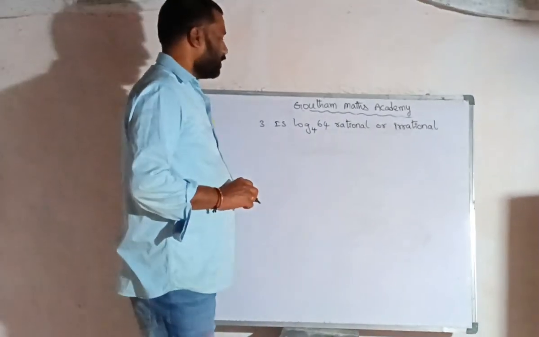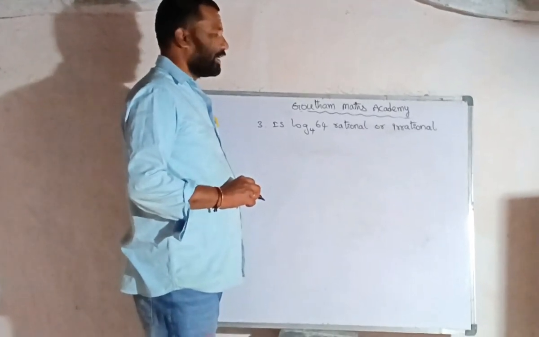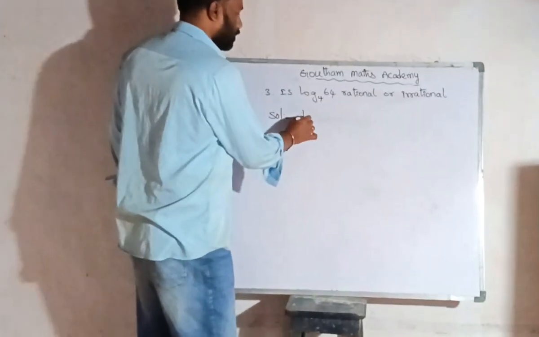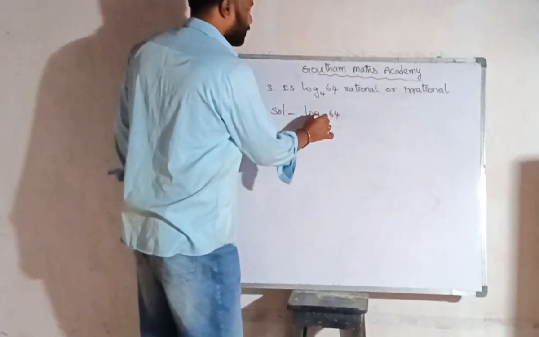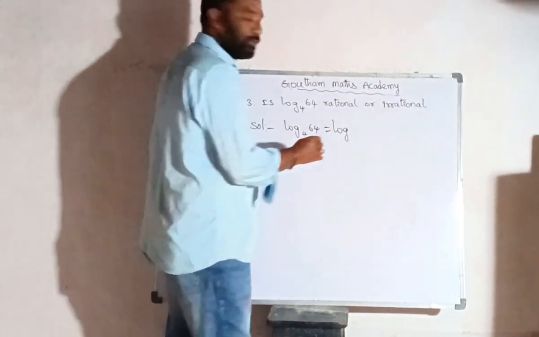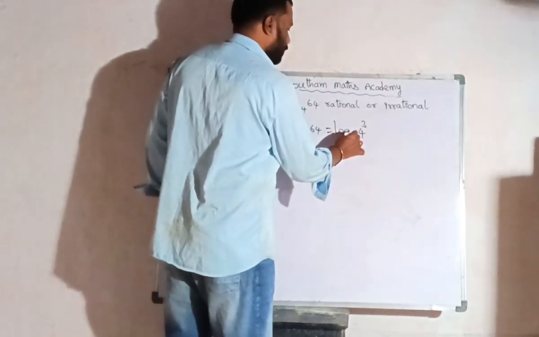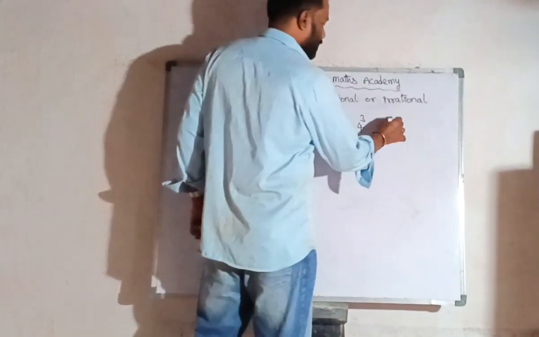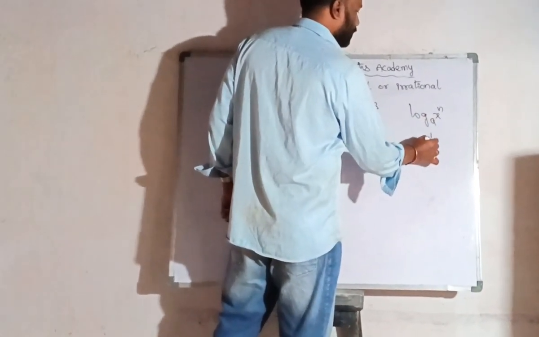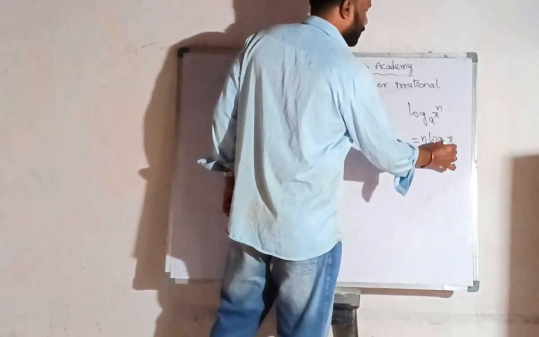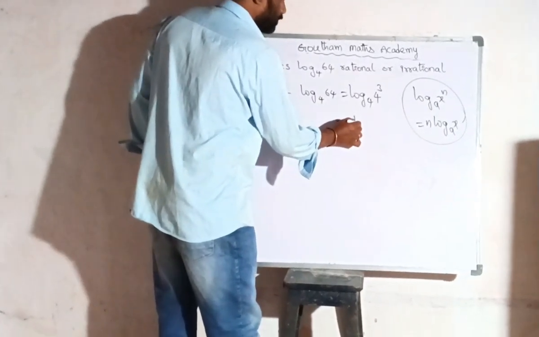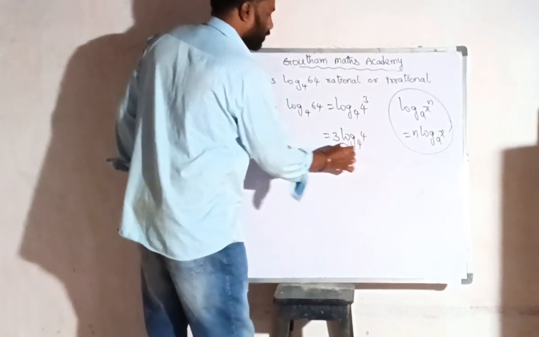Next question. Is log 64 base 4 rational or irrational? Log 64 base 4: 64 can be written as 4 cube. Using the fundamental log x power n base a is equal to n log x base a, it can be written as 3 into log 4 base 4.